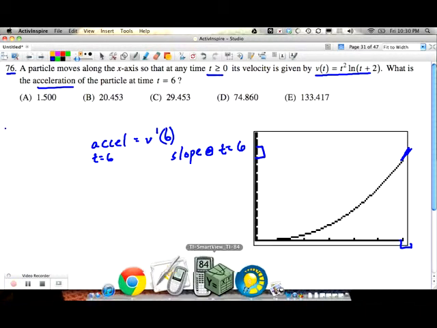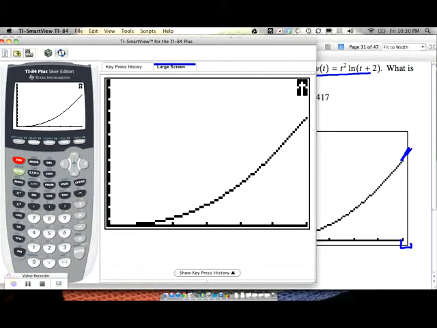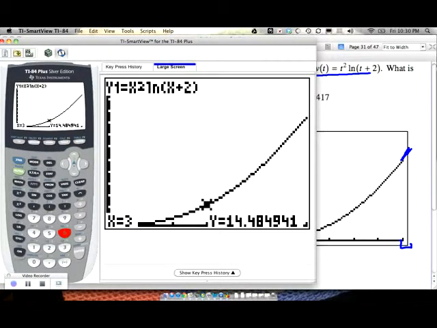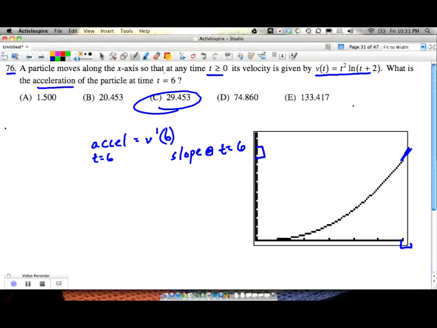All right, so let's calculate the derivative. Let's do it the simple way. Plug it into the calculator. We do second, then we go to the calc part, which is above trace. And we're going to do the derivative, which is 6. And what's the x value we want to check? It's also 6. Plug it in, 29.45. The answer is C. Cool.